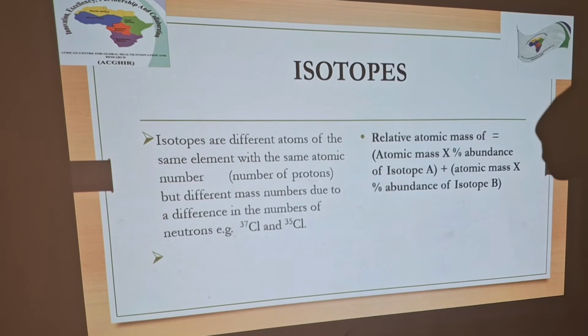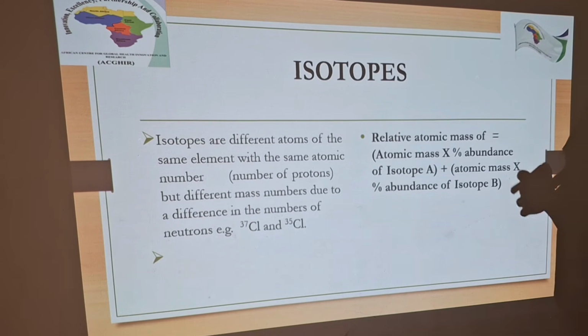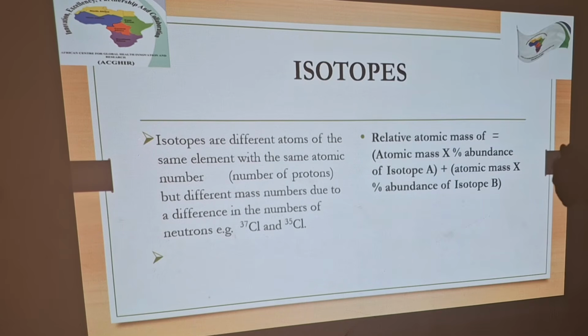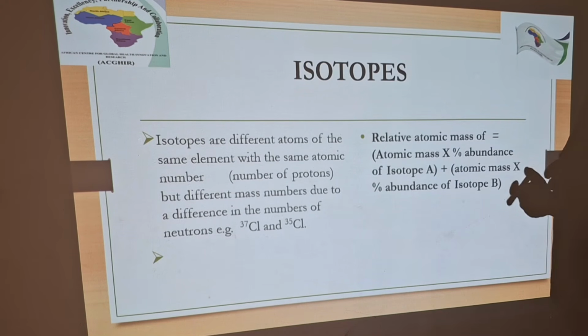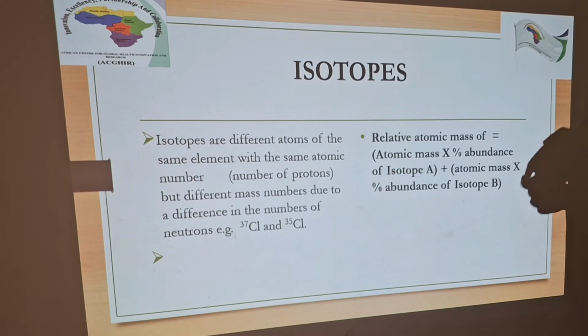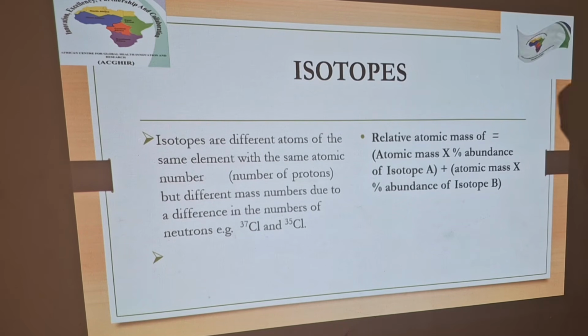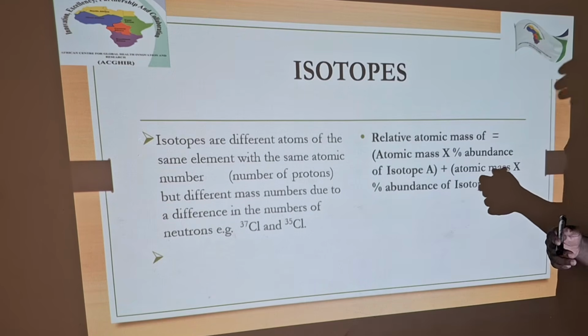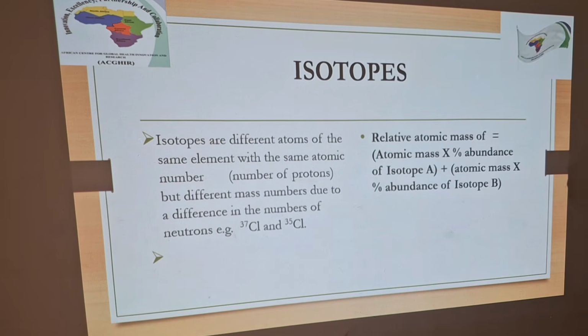with the same atomic numbers, which is the number of protons, but different mass numbers due to differences in the numbers of neutrons. We gave examples of chlorine 37 and chlorine 35. We also have carbon 14 and carbon 12. So there are many elements which exist as isotopes.